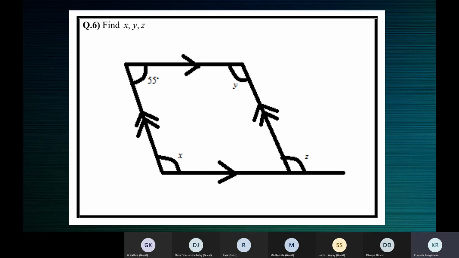X is 125 degrees. How do we find y? X and Y are opposite angles. Opposite angles are equal in a parallelogram. So if X is 125 degrees, Y is also 125 degrees. Very, very good. All right. Now, how do we find Z?